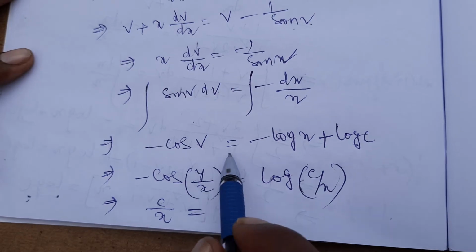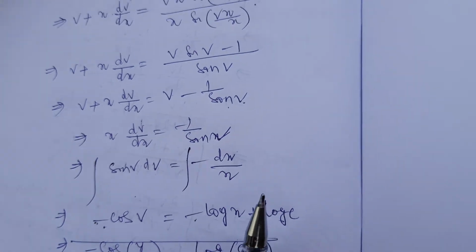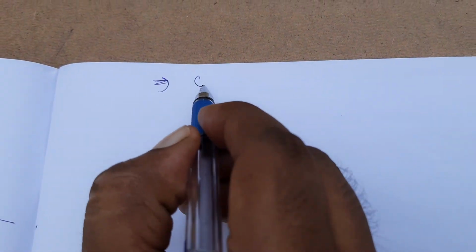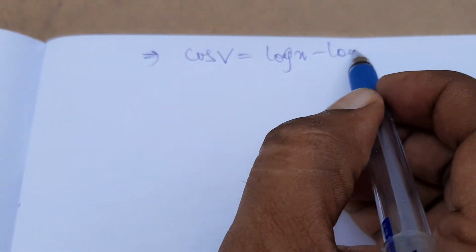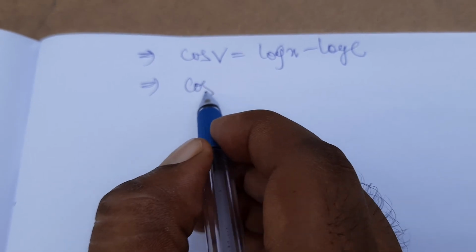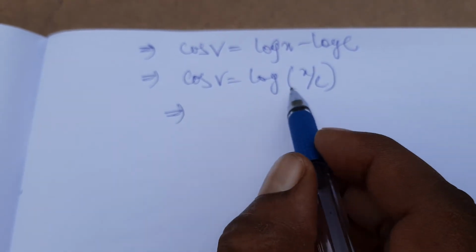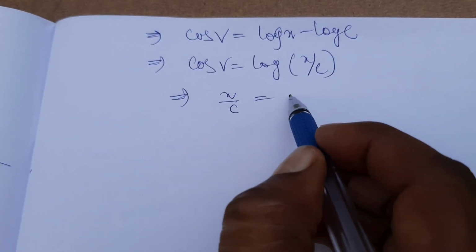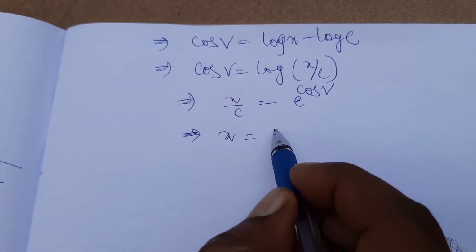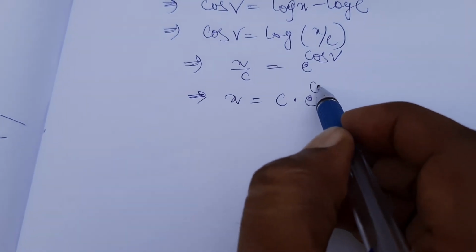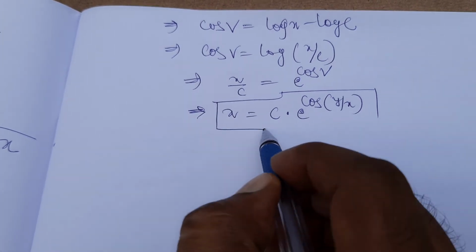Here one more simplification, maybe if you take common minus value here I will extend one more step. If I take common minus value, then what can I get? That implies cos v is equal to log x minus logarithm of c. Then cos v is equal to logarithm of x by c. Then x by c is equal to e power cos v. Then you will get x is equal to some constant c into e power cos of v value y by x. So this is the best simplification.